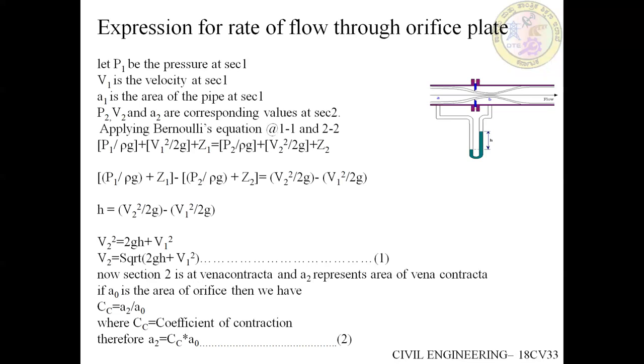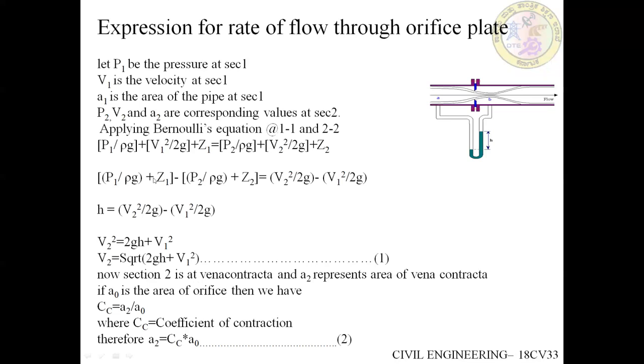Next is the expression for the rate of flow through the orifice plate. Here, let us consider P1 is the pressure, V1 is the velocity, and A1 is the area of the pipe at section 1. Similarly, P2, V2 and A2 are the corresponding values at section 2. Now applying Bernoulli's equation at sections 1 and 2, we will get this equation.